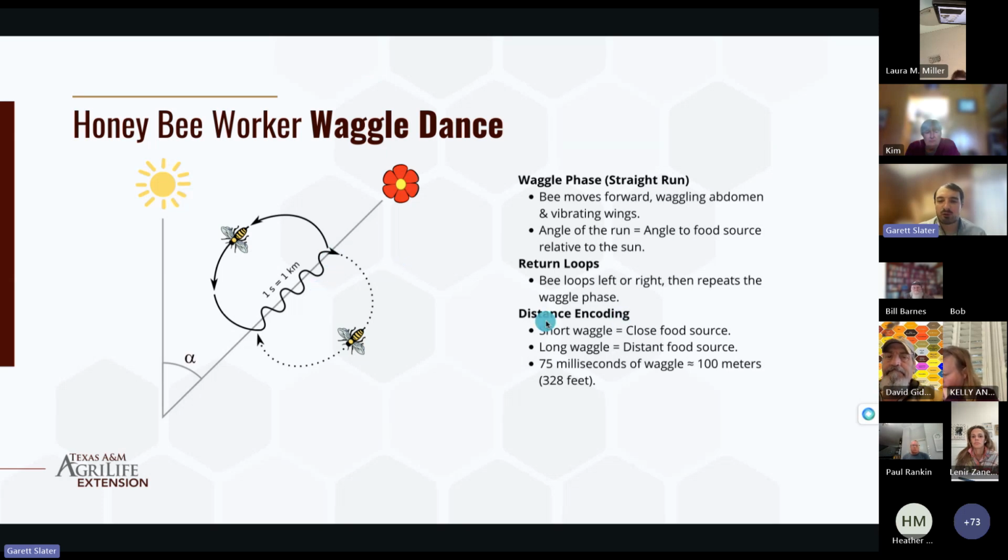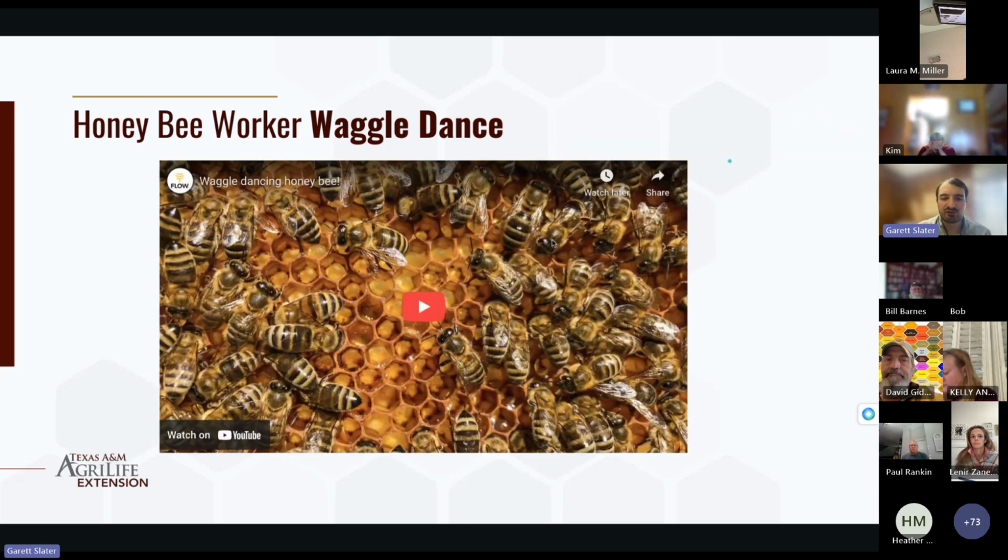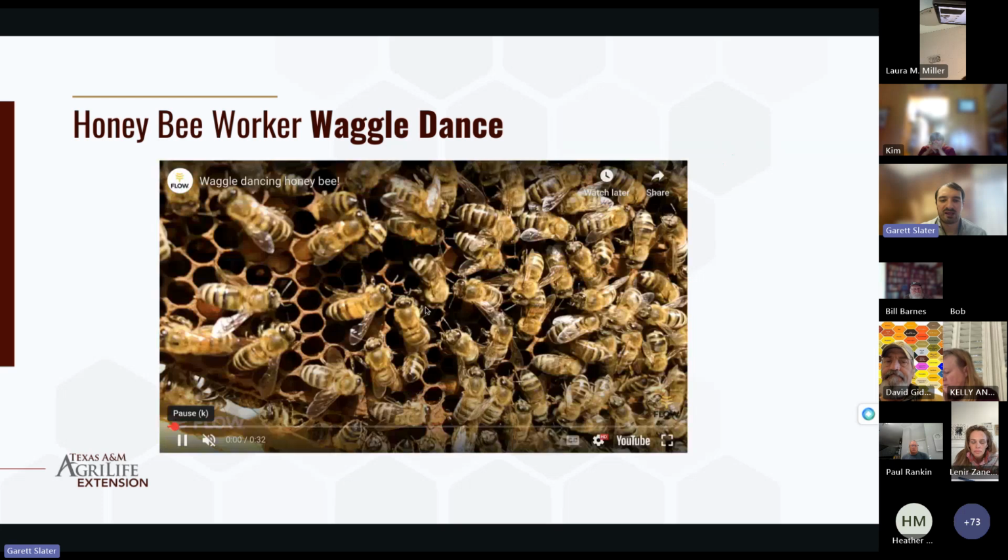These wiggle dances can differ based on how far away the food source is. If it's a really short distance, a couple feet away, they'll do kind of a short circle. But if it's a long distance, they'll do a wiggle dance that looks just like this. And here's a video of what the wiggle dance looks like. We like to call this the dance floor.